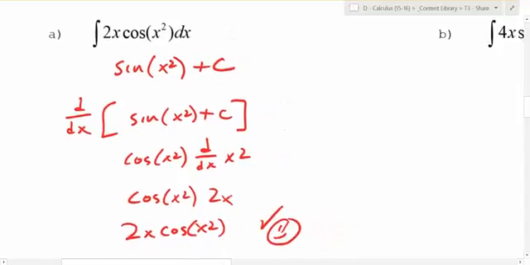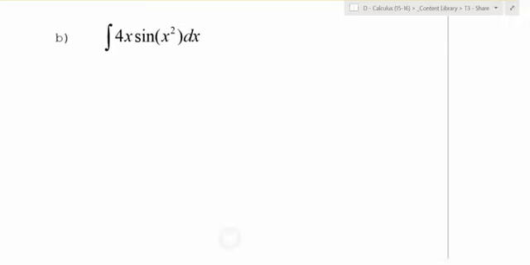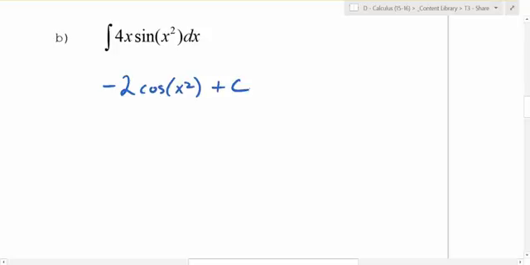Okay, let's up the difficulty just a little bit. Try part B here. The 4 kind of messes things up a little bit. So what do you put in front? What is this going to be? 2 what? Cosine of? You're so close. It's got to be negative, because the derivative of cosine is negative sine and you want it to be positive, so negative and negative is a positive.